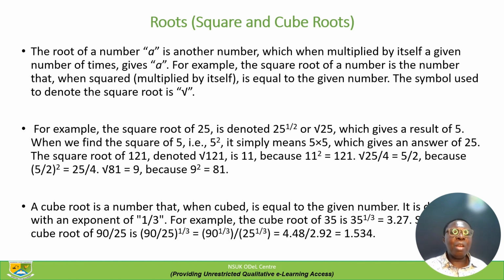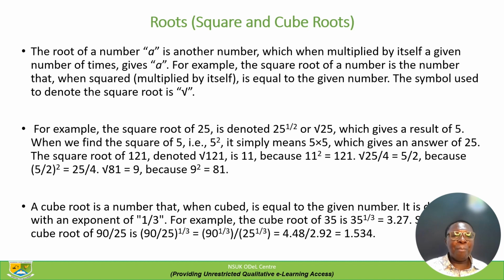The root of a number, let's say A, is an unknown number which, when multiplied by itself a given number of times, gives A. For example, the square root of a number is the number that, when squared, that is multiplied by itself, is equal to the given number. You follow? So if A is multiplied by itself, it is equal to A. The symbol used to denote the square root is the radical sign.